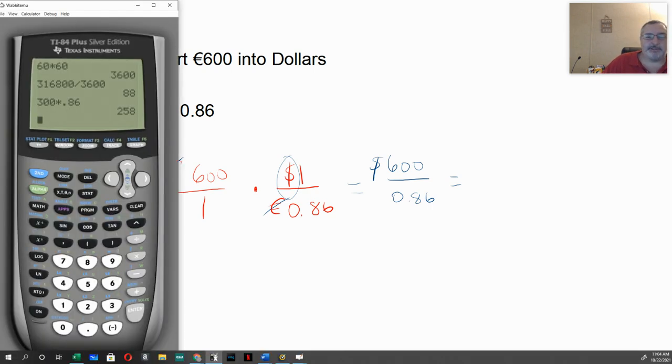So let's pull the calculator back out one more time. And this time we're doing 600 divided by 0.86. And we're going to round because we're talking money to the nearest hundredths. So we got 697.67. And that is a euro. That's just the unit right there.